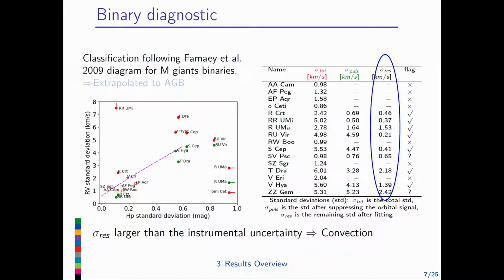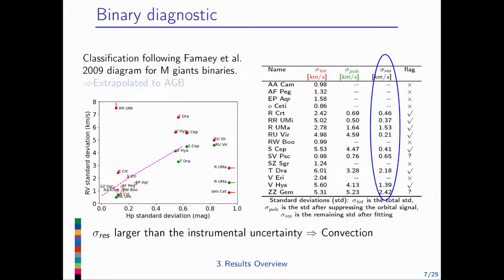So one explanation for this high value of the residual is the presence of convection. AGB stars are stars that are supposed to undergo convection, and so they have giant convective cells that will induce radial velocity variations that we do not take into account in this fitting procedure. So that will pollute the residual value.